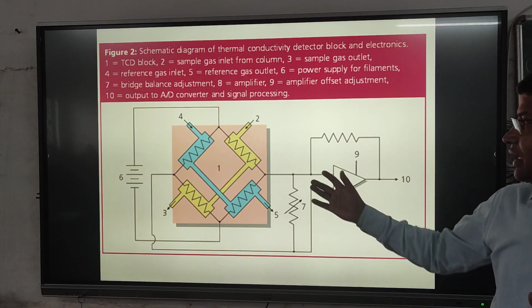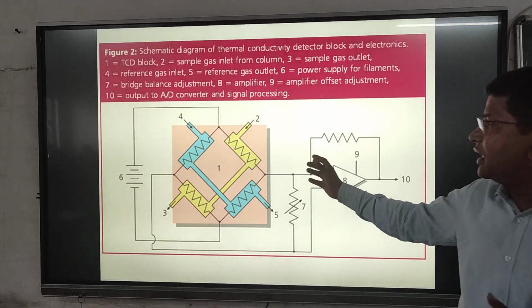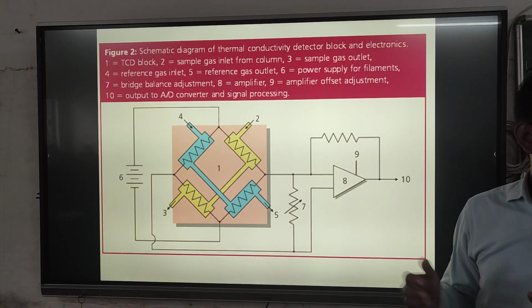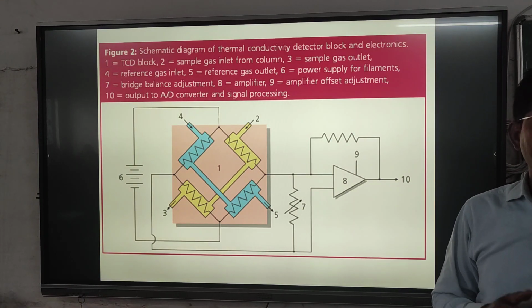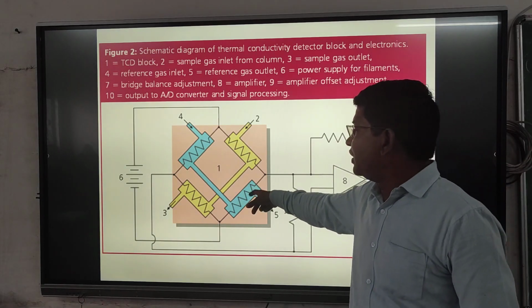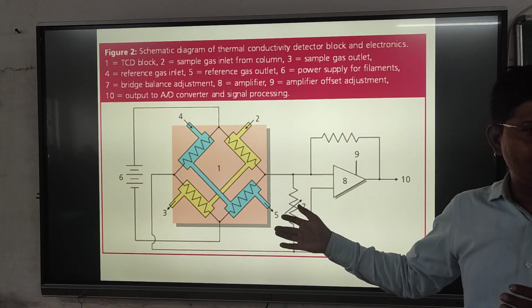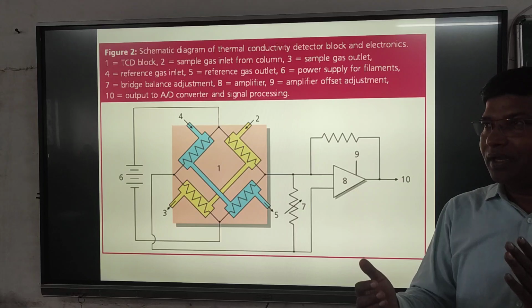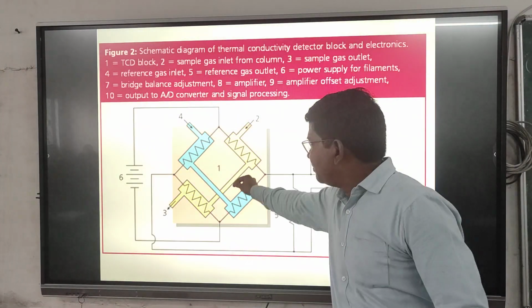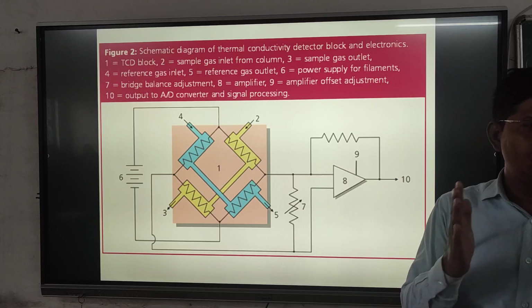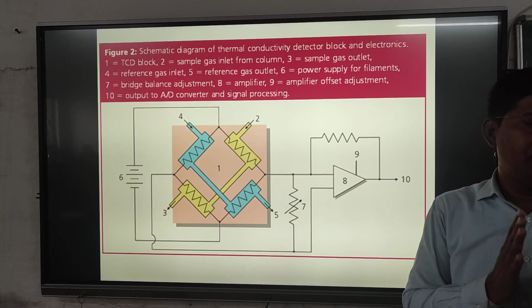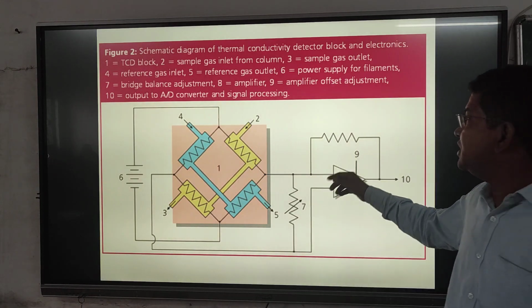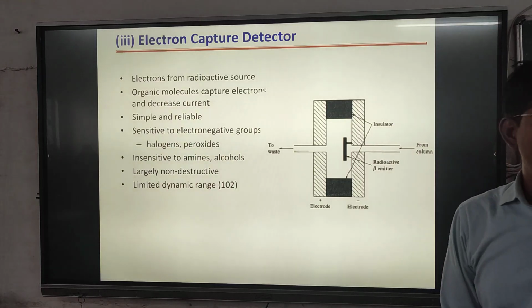The conductivity difference between the sample and the reference is measured, because before injecting the sample into the instrument, that reference has some conductivity. When your sample comes in as gases from here, the conductivity will change. So the difference in conductivity between sample and reference is measured in a TCD. This is the principle of a TCD in gas chromatography.